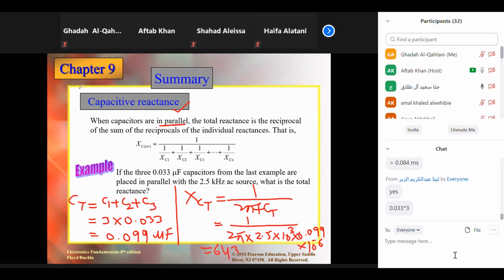643.05. Okay, and what is the unit? Ohm. All right. This is the answer.